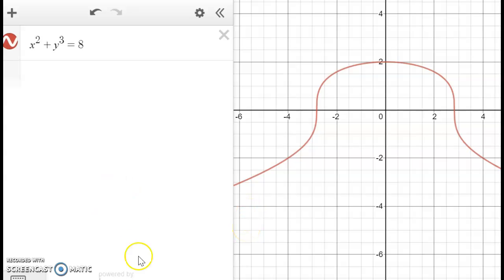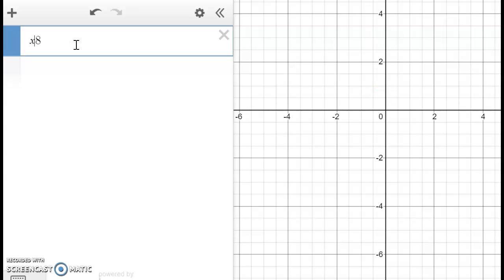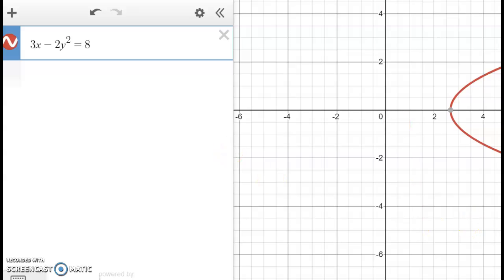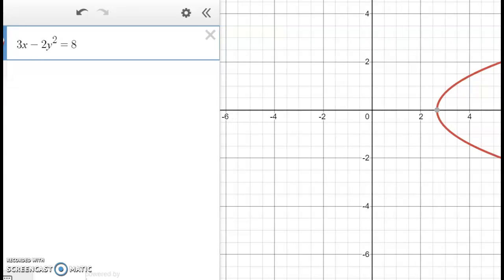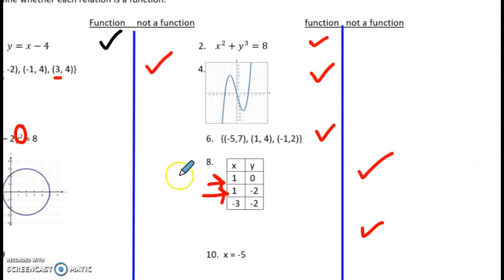3x minus 2y squared equals 8. I'll just keep that there. Okay. 3x minus 2y squared equals 8. All right, if I look at this, it's one of those, I sometimes call them sideways parabolas. It's a sideways parabola. And so if I drop a vertical line straight down, I hit it twice. No, thank you, not a function.